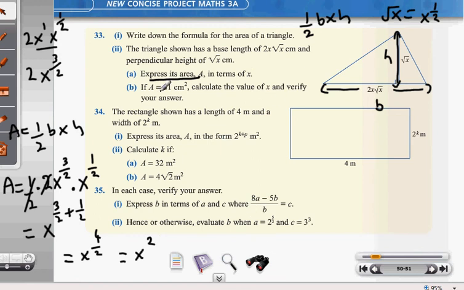Now, you know that that's x squared. You also know for part B, the area is 81. So you know that x squared equals 81. To get x on its own, you need to square root the other side. X squared means what number when multiplied by itself will give you 81, and the answer here will be 9.